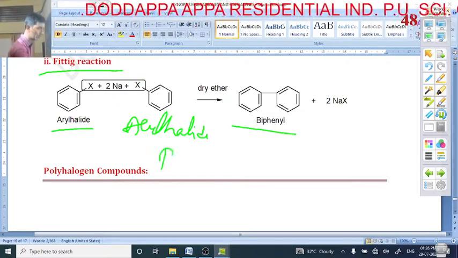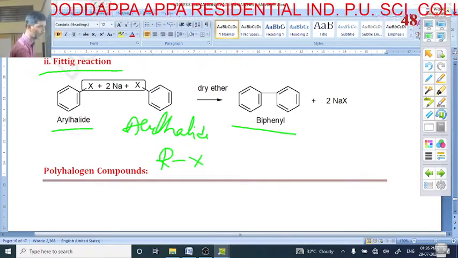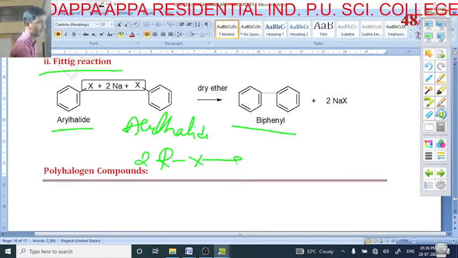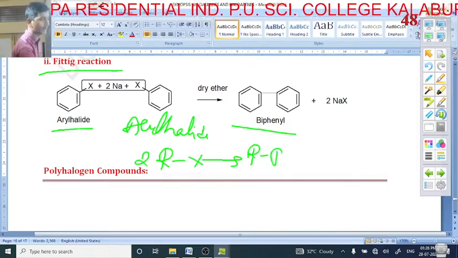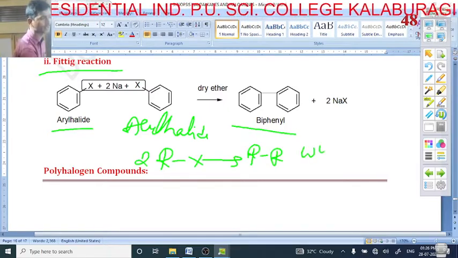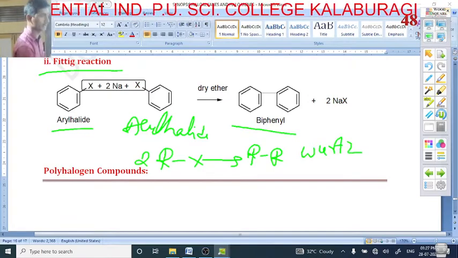So our last conclusion: only alkyl halide, two molecules of alkyl halide, gives what? R–R. It is called the Wurtz reaction.